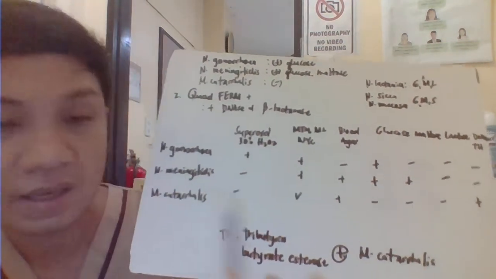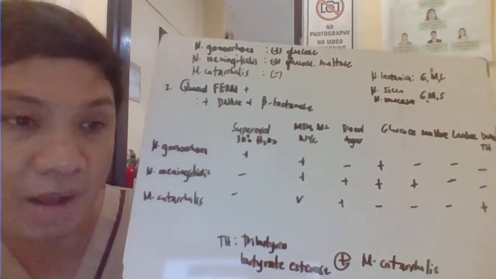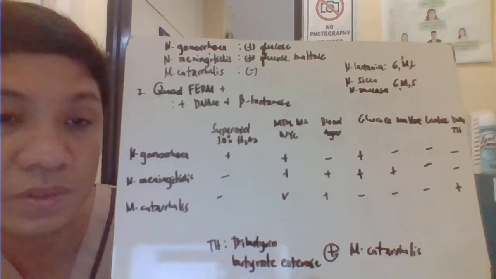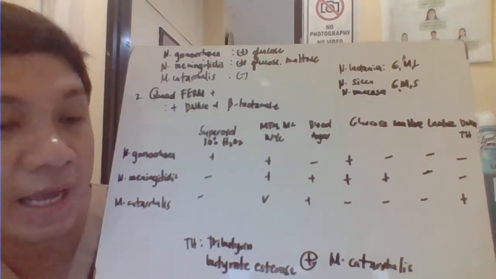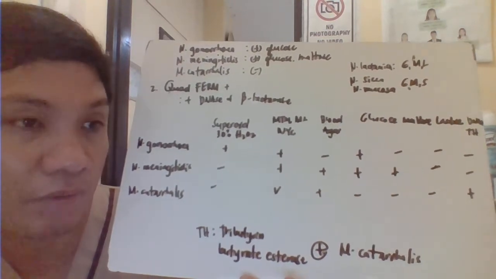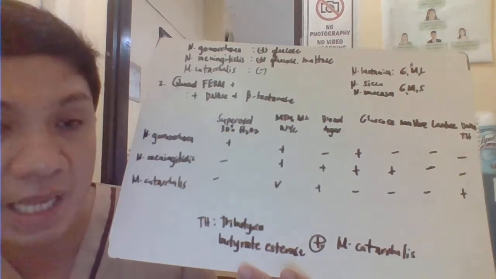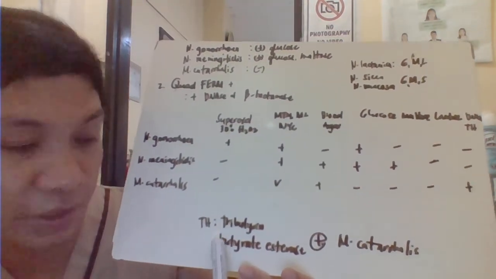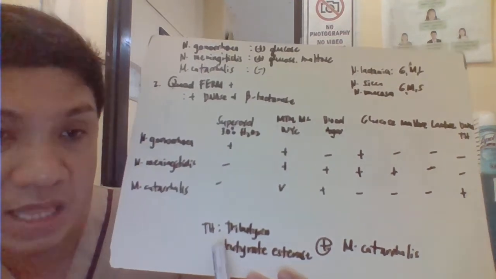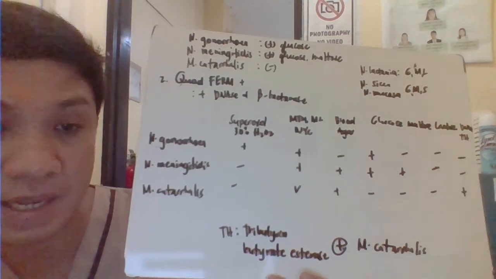Then we have fermentation. Again, Neisseria gonorrhoeae only ferments glucose. Meningitidis ferments glucose and maltose. You can also have the others. Lactamica ferments glucose, maltose, and lactose. Neisseria sicca and mucosa ferment glucose, maltose, and also sucrose. Then we have your DNase test, and we also have the butyrate esterase test with the substrate tributyrin. This one will only give a positive result with your Moraxella catarrhalis.